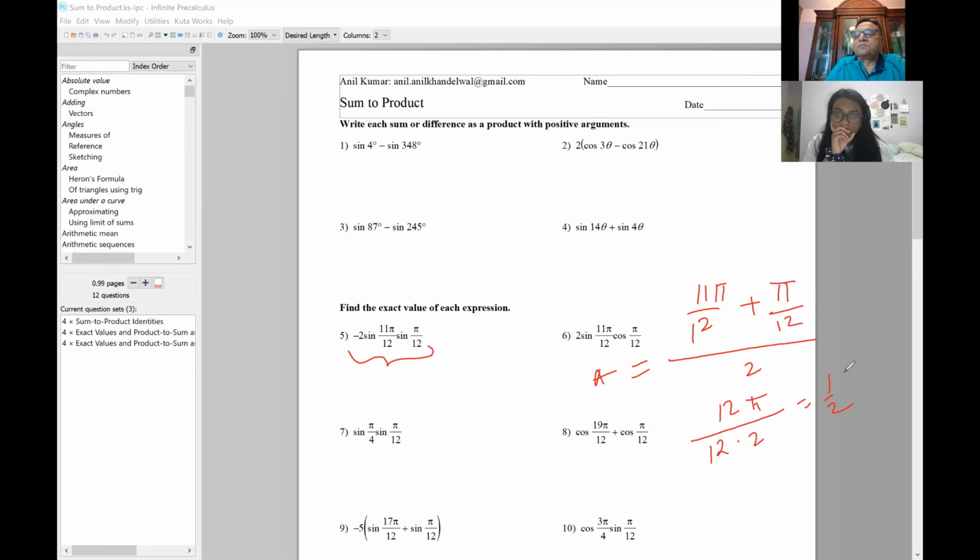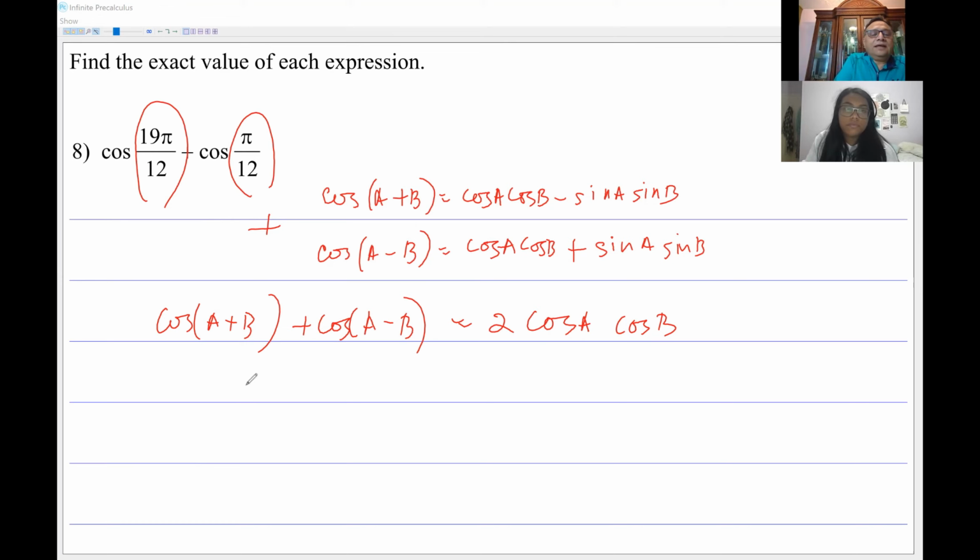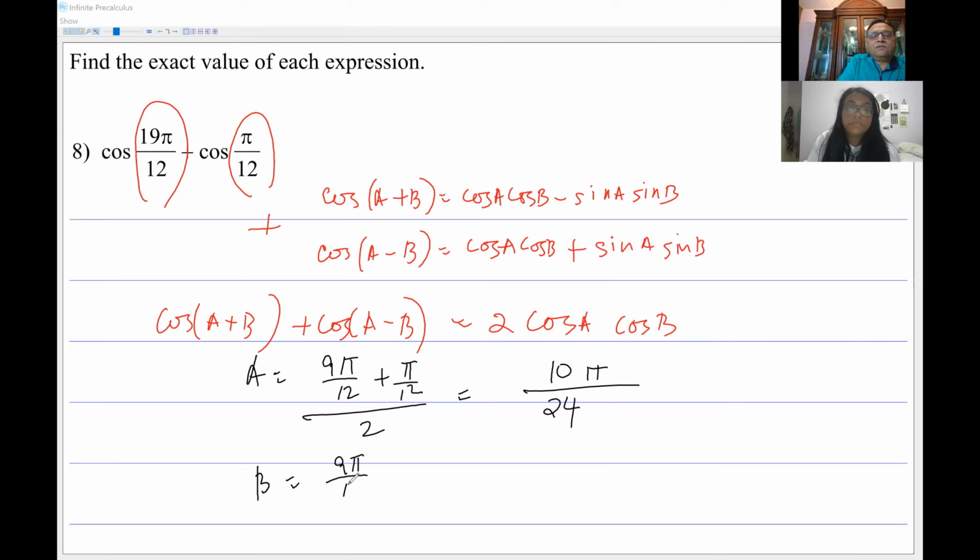Yeah. So now I have to write these terms as A plus B and A minus B. And how do I get them? I will get A as equal to 9 pi by 12 plus pi by 12, divided by 2. 9 plus 1 is 10, so 10 pi by 24. Is it clear to you? Let me write that. And B will be 9 pi by 12 minus pi by 12, over 2, right? Which is 8 pi by 24. Let's not reduce. So those are your two values, A and B, right?